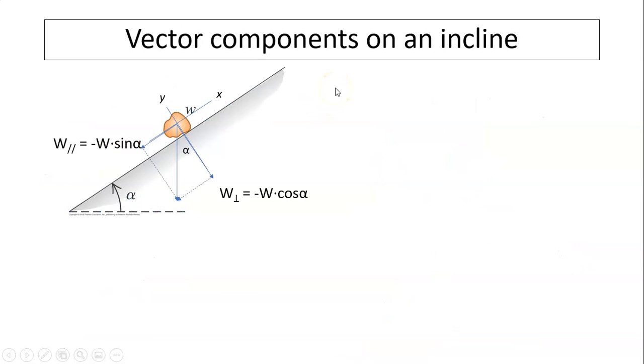Vector components on the incline. On the incline, we usually have X parallel to the incline and Y perpendicular to the incline. So we have to resolve this W. This is W right here. The perpendicular component is negative W cosine alpha. Negative means it's on the negative side of your Y, and parallel is on the negative side of your X. But if you have your X downward, then this would become positive.